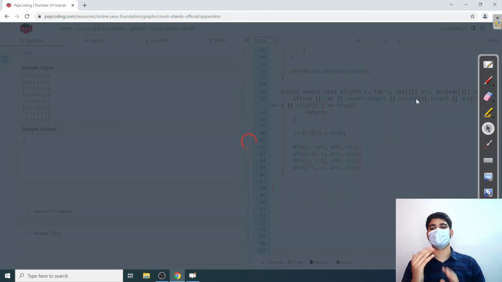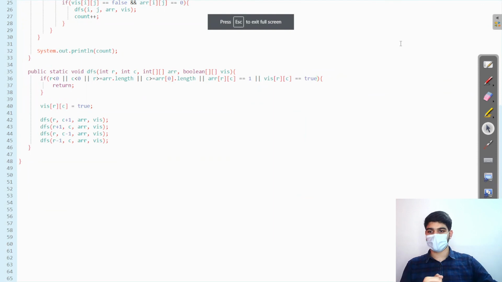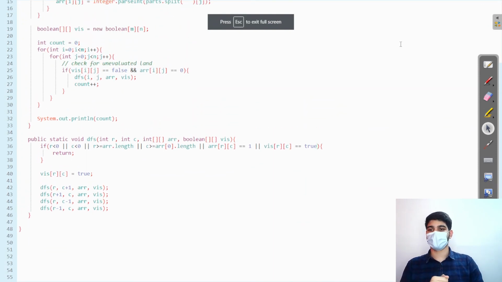If we submit this for all the test cases, then it should pass. So it's passing. We are getting 10 out of 10. So our logic is appropriate, our code is appropriate.